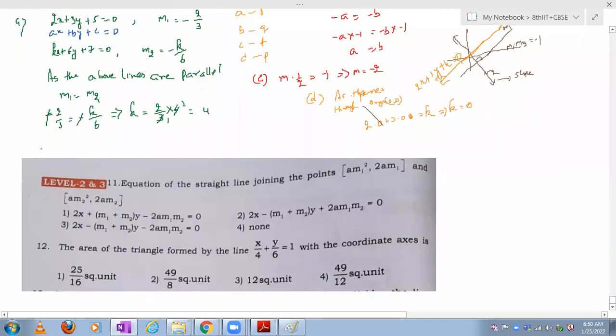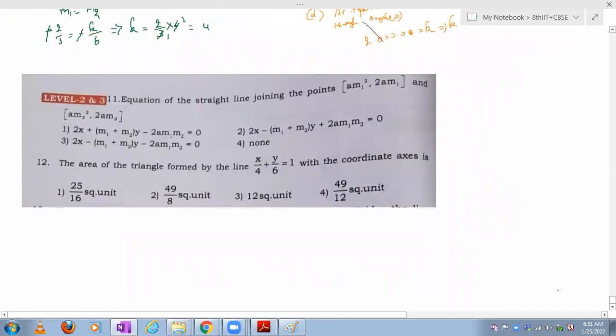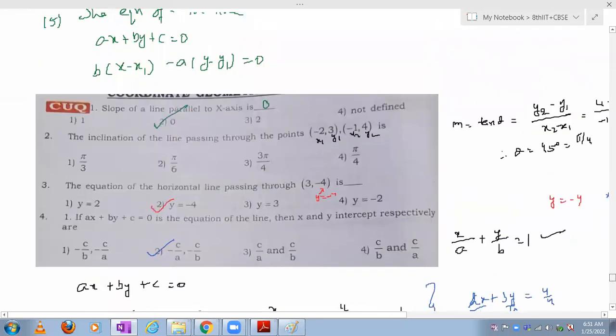Okay, the equation of the line joining the points (am1 square, 2am1) and (am2 square, 2am2). How will you do this? Which form of equation will you use? What did he give? Two points. So the two-point form of the equation. Tell me, where is the two-point form of the equation?